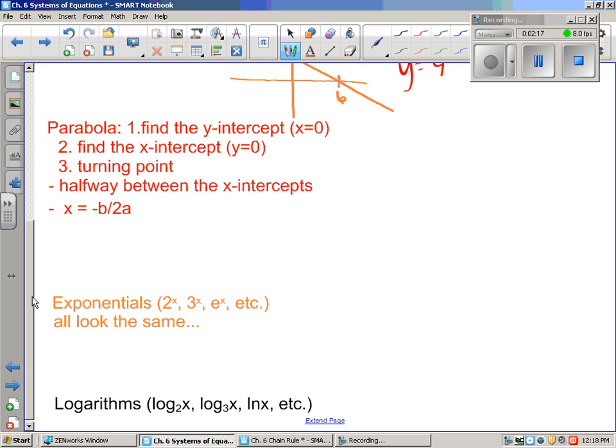So when we're graphing a parabola, similar to the line, you're going to find the y-intercept, you're going to find the x-intercept, but added to that, we're going to have to find the turning point. So let's give you an equation here. Y equals x squared plus 5x minus 6.